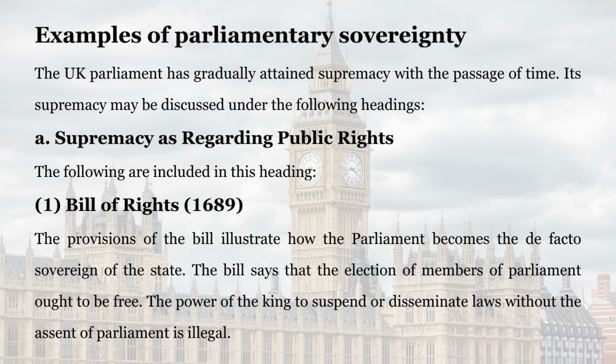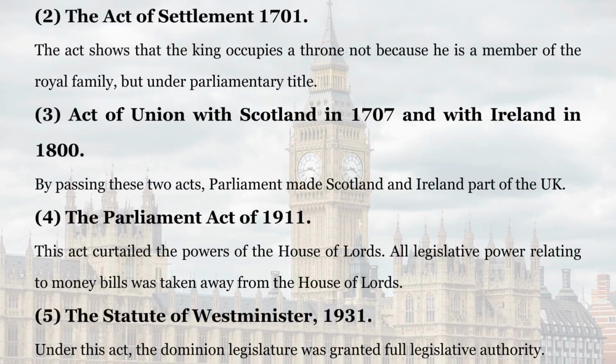The bill says that the election of members of Parliament ought to be free. The power of the King to suspend or dispense with laws without the assent of Parliament is illegal. 2. The Act of Settlement, 1701. The Act shows that the King occupies a throne not because he is a member of the royal family, but under parliamentary title.